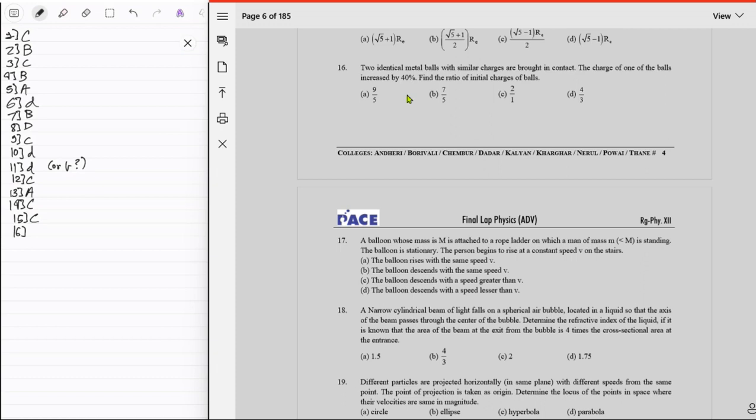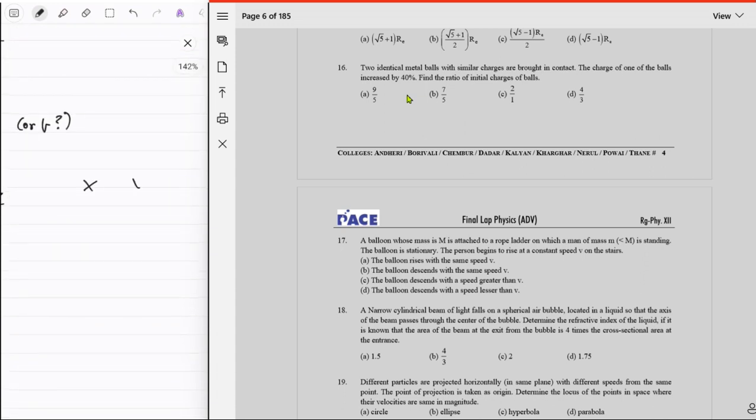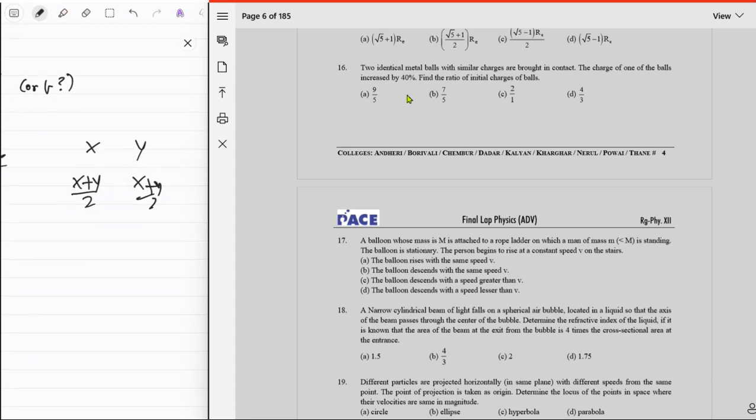Wait, what? Similar charges? What do you mean by that? Oh, it's like दोनों पॉजिटिव है, something like that, right? Okay. So basically ऐसा है कि यहाँ पे x है, यहाँ पे y चार्ज है, फिर उसके बाद में यहाँ पे x plus y upon 2 है, and this is x plus y upon 2 as well. और बोल रहे हैं कि the charge of one of the balls increased by 40%. So इसमें जो increase हुआ, which is just y minus x upon 2, that is actually 40% of x.